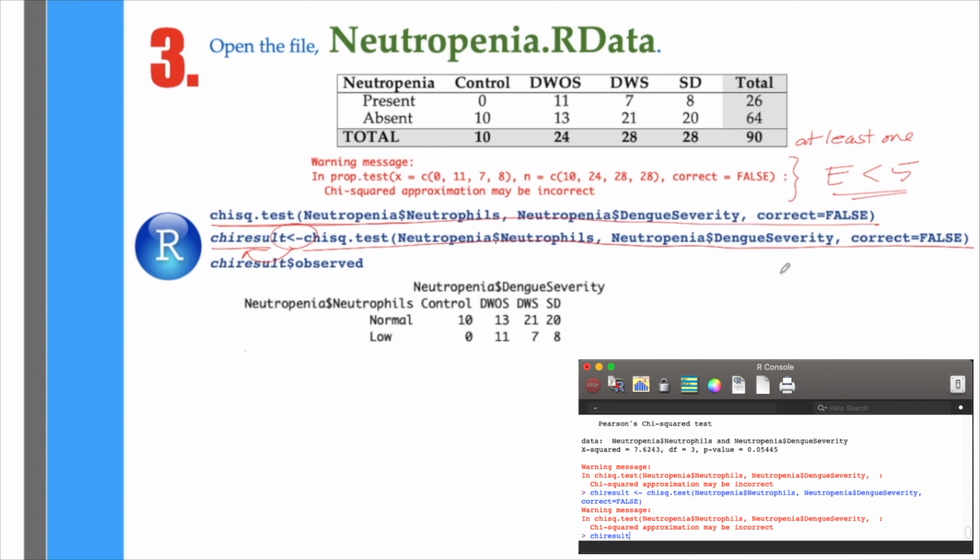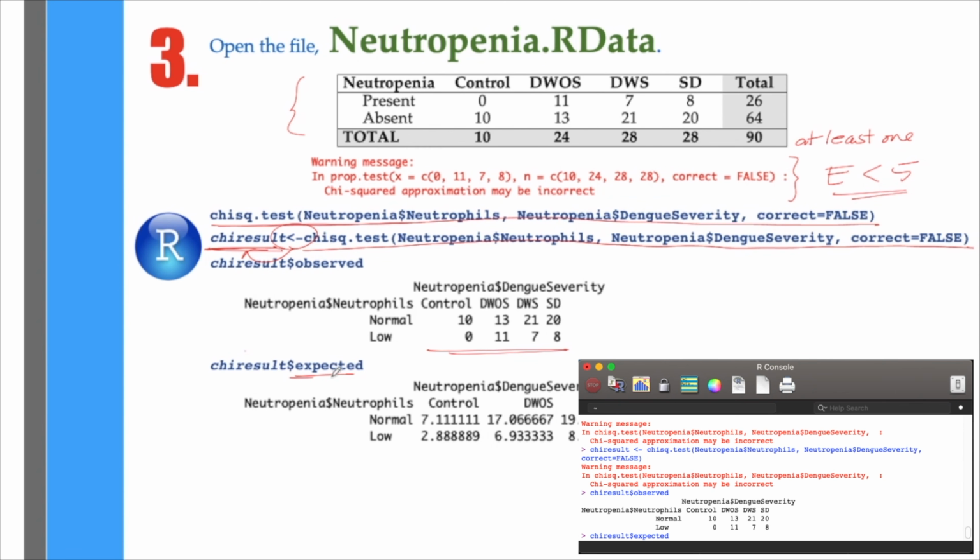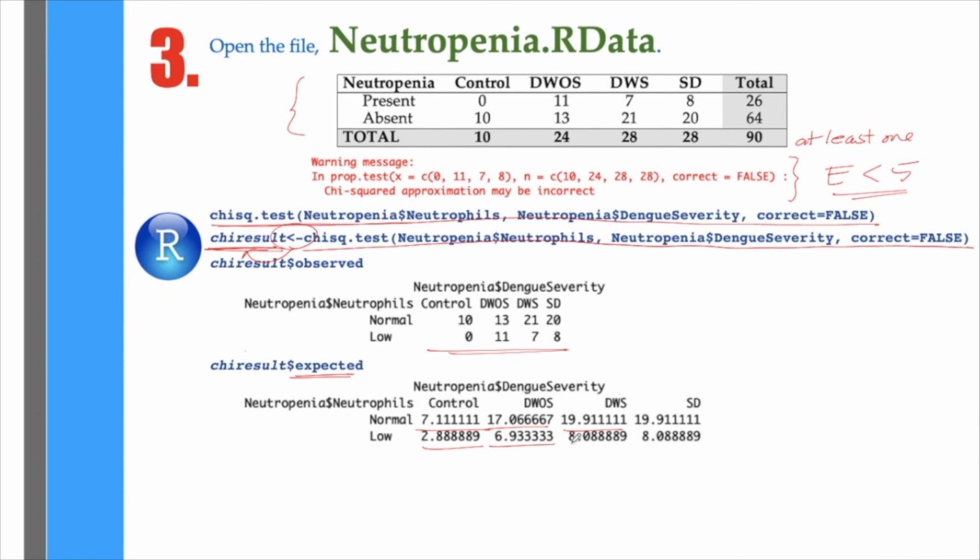And then we may type result$observed, and what you'll notice is that this table is exactly the same as this table. Now, for you to see the expected counts, you may type the same object name, in this case result$expected. And R will compute for the expected counts so that you will see how many expected counts are less than 5. And since R here was able to see that there's an expected count which is less than 5, that's why this warning message was generated.